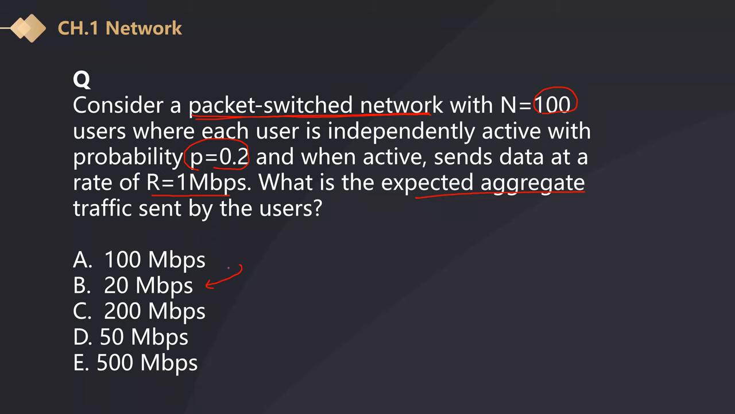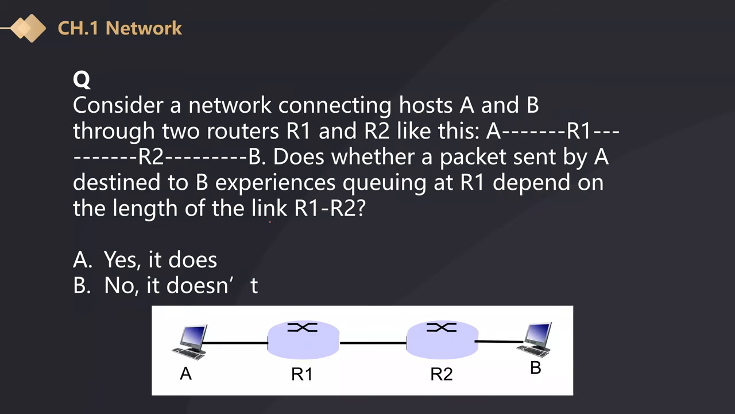But it's not saying 20 Mbps for the 100 users will be enough, because sometimes they will use the connection together and it may cause congestion. But in theory, 20 is enough. This one.